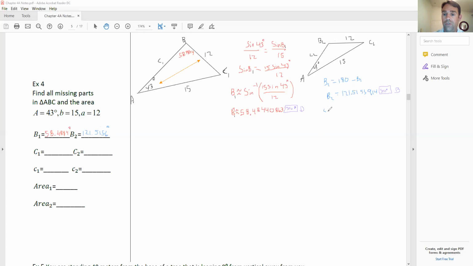Now I'm going to go find that other angle, that C2. So that'd be 180 minus 43 minus B2. And friends, that would be about 15.48440863. And I am going to store that one as well. I'm going to store that as C. So 15.4844.